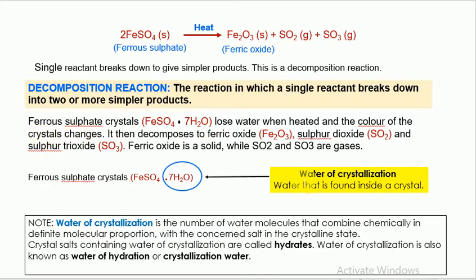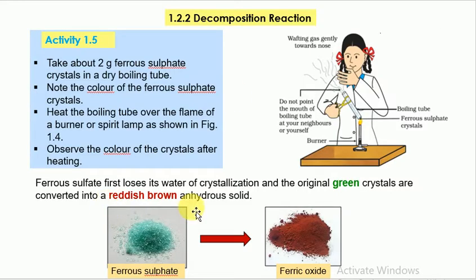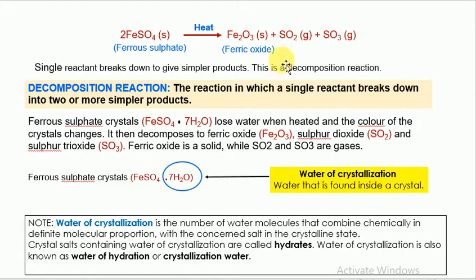Now, in the earlier slide, we saw that ferrous sulfate first loses its water of crystallization. So what is this new word, water of crystallization? Actually, the chemical formula of the ferrous sulfate crystal, the green crystals, is FeSO4.7H2O.